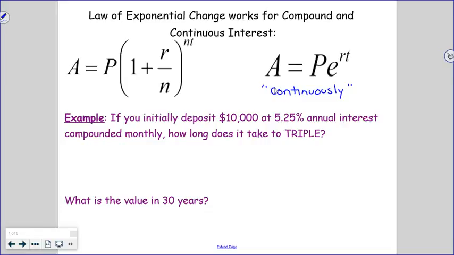The next two problems we're going to look at are just reminders of how to use these formulas. They're not necessarily needing calculus skills, but just remembering some algebra skills. If you initially deposit $10,000 at 5.25% annual interest, compounded monthly, how long does it take to triple? A little bit of interpreting happening here. You initially deposit $10,000. That would be your principal amount. So for the principal, I would put in $10,000. The rate is 5.25%, which means R equals 0.0525, right? We move that decimal 2 spots.